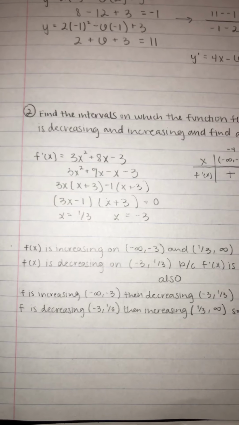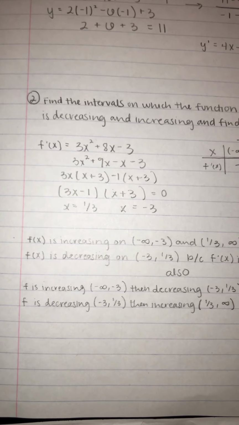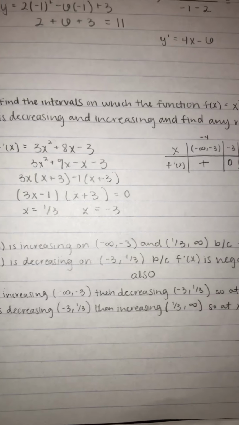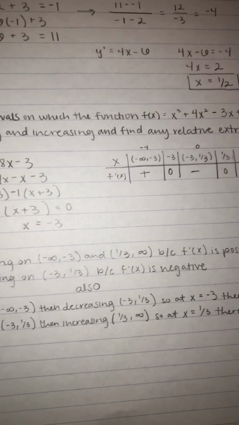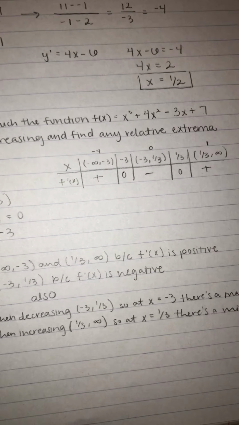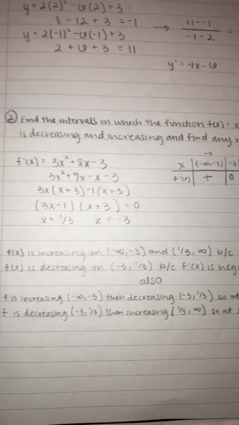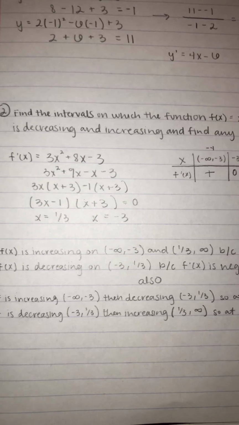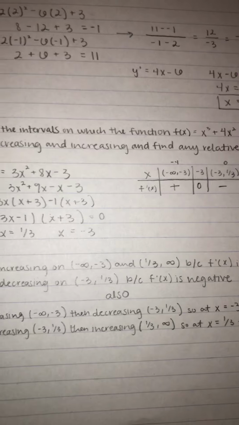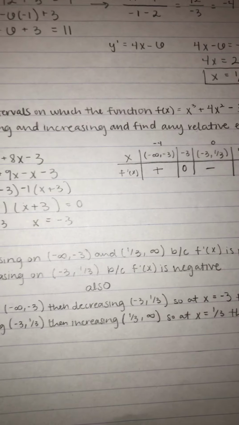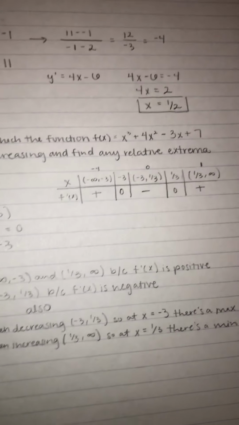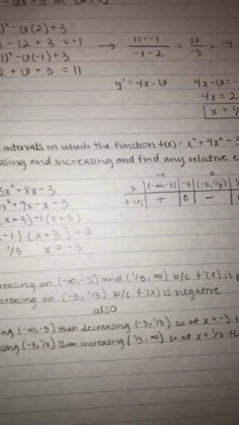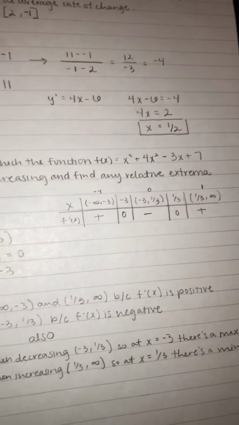So that gives you f of x is increasing on -infinity to -3 and 1/3 to infinity, because f prime of x is positive. And f of x is decreasing on -3 to 1/3 because f prime of x is negative. And to answer the last question, find any relative extremes.